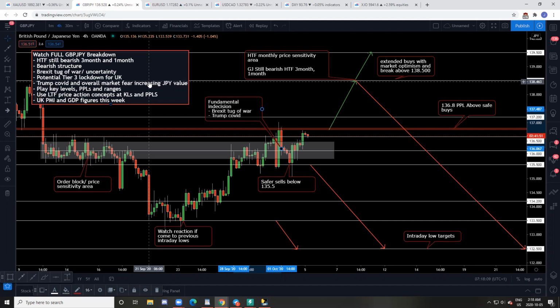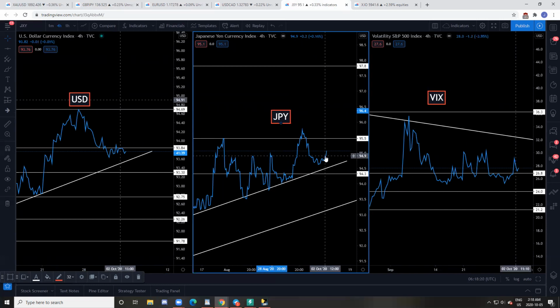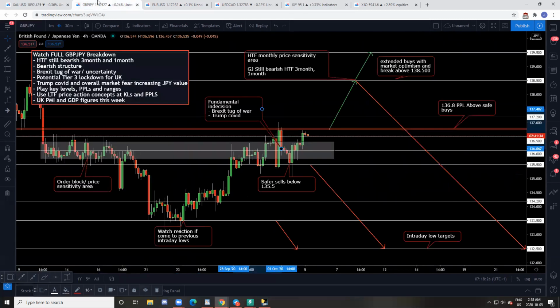We also have Trump catching COVID, overall market fear increasing, which from an intraday perspective is increasing investor inflow into the Japanese yen. And we have the Japanese yen technically still respecting bullish structure, potentially going back to intraday highs. So we'll continue to play the key levels, psychological price levels and ranges, use the lower time frame price action concepts at the key levels and psychological price levels as taught in the educational webinars. And of course, keep an eye out as we do have UK PMI figures, construction and composite PMI, and GDP figures this week.